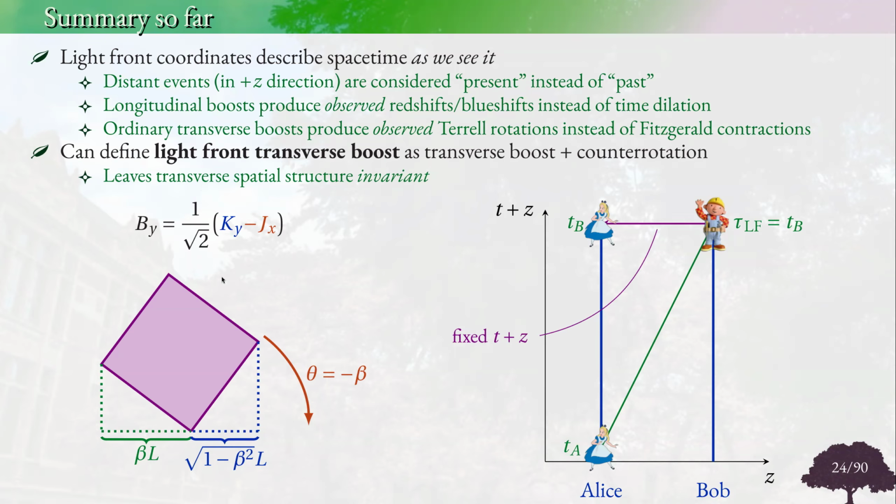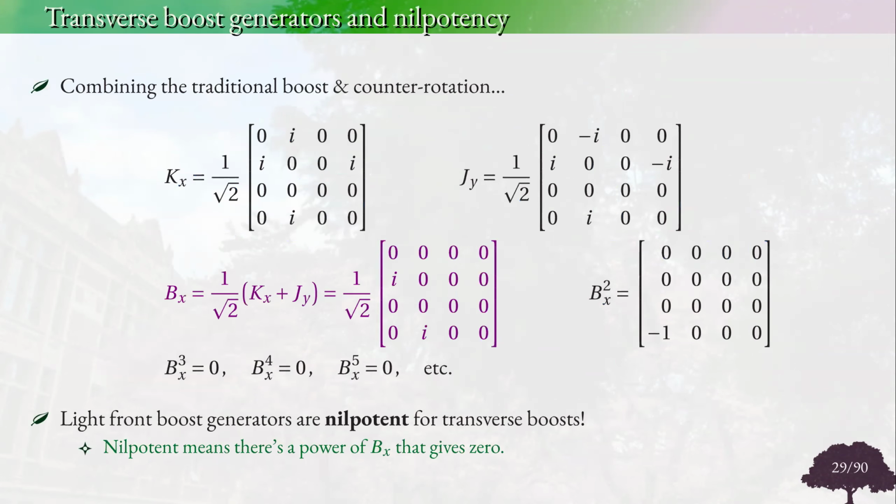And if you do what you would normally call a transverse boost, instead of giving you Fitzgerald contraction, it gives you a Terrell rotation, which is what you would actually observe when an object is boosted to be moving transverse to you. However, we defined a special set of generators called light front transverse boosts, which involved both an ordinary transverse boost and a rotation that counters the Terrell rotation. And that leaves transverse spatial structures invariant.